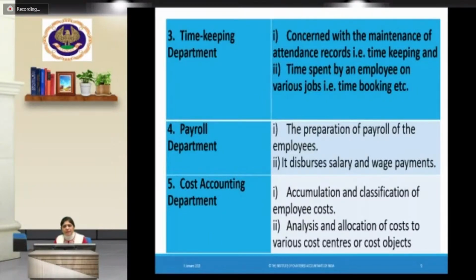Time booking is basically what exactly the employee has done during the day, where he has passed his time. On this particular job, how much time he has spent; on another job, how much time he has spent; in a particular department, how much time he has spent. So timekeeping records the entry and exit, but time booking basically records his movement and what time he has taken in performing the various jobs during that day.